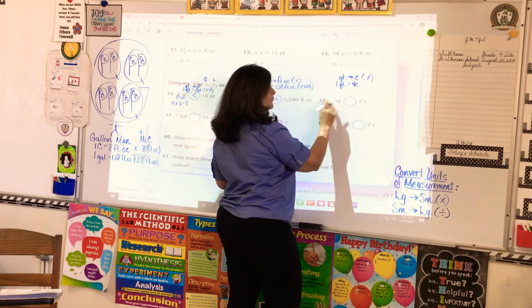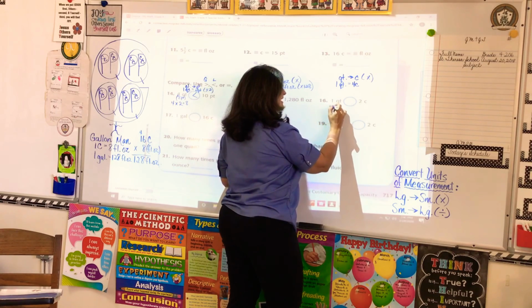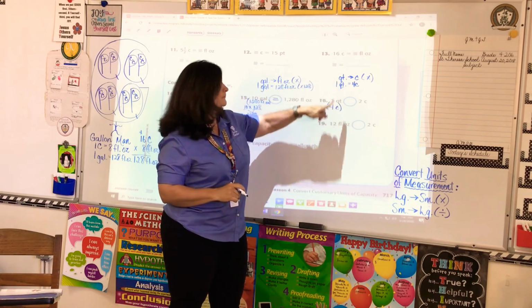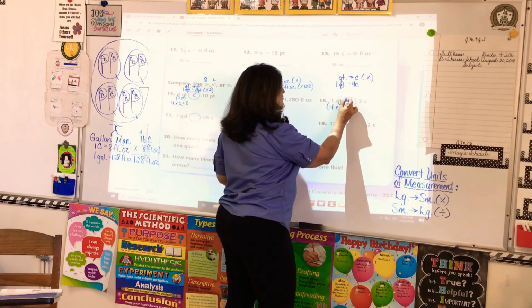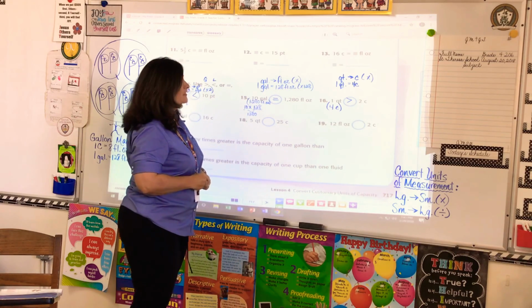But we don't have, well, we actually do have 1 quart. So we already know that this is the same as 4 cups. So now we can compare. This is actually showing me your work. Okay? So 4 cups is greater than 2 cups. Therefore, 1 quart is greater than 2 cups.